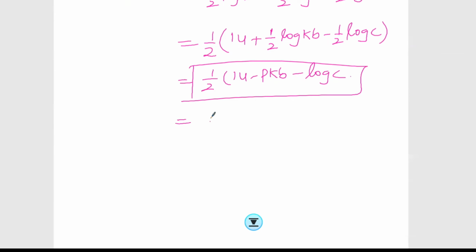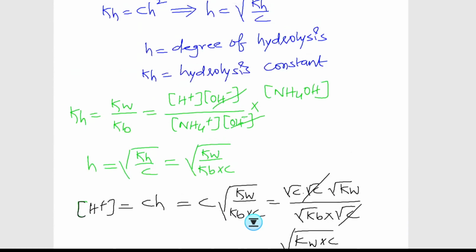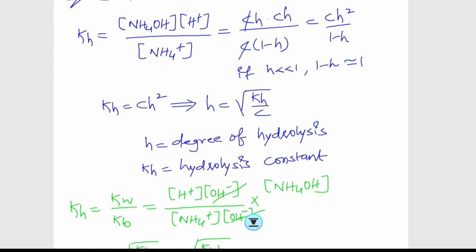Or if you want to simplify it, you can write this as 7 minus 1 by 2 PKB minus 1 by 2 log C. So you'll get what? pH is less than 7, because the next term is negative. Less than 7 minus means less than 7. So the pH will be less than 7. Therefore, the solution will be acidic.